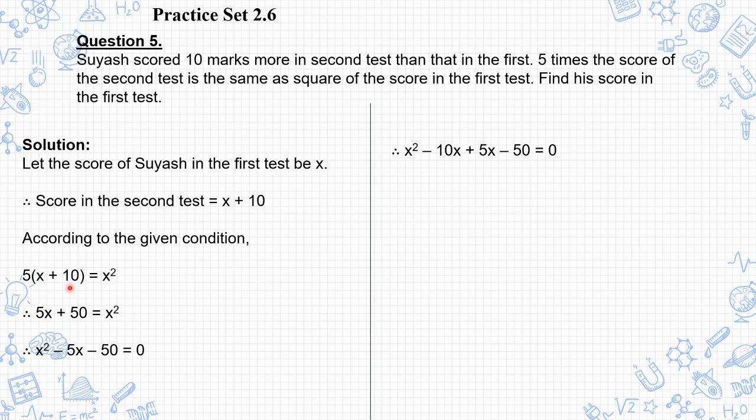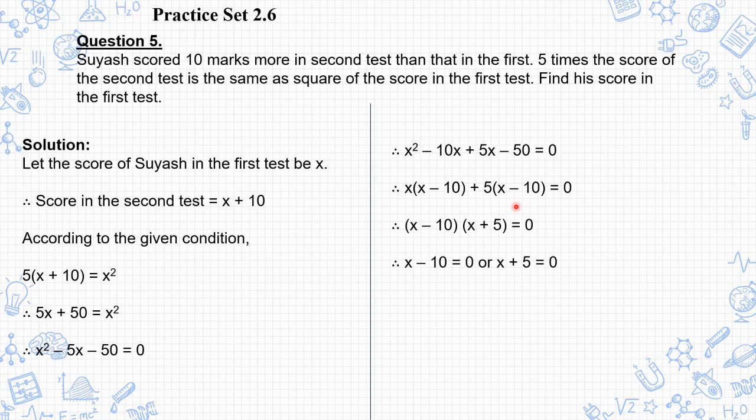In the first two terms, we can take x common out, and in the next two terms, we can take 5 common out. So we have x into (x minus 10) plus 5 into (x minus 10). So our two factors are (x minus 10) and (x plus 5) equal to 0. So we can take x minus 10 equal to 0 or x plus 5 equal to 0.